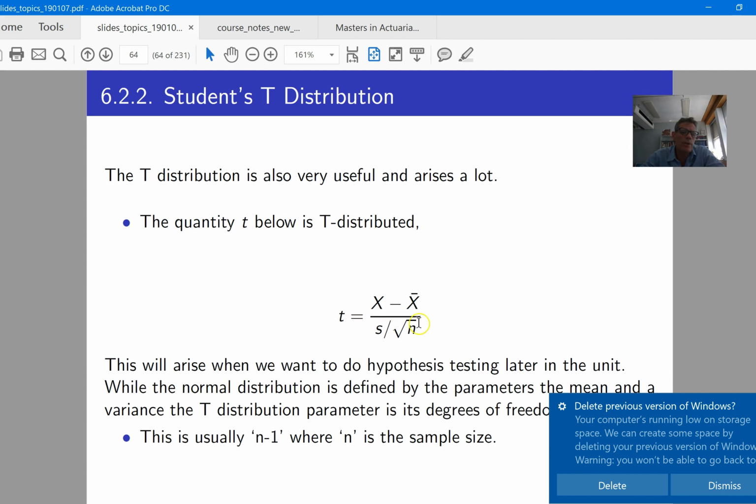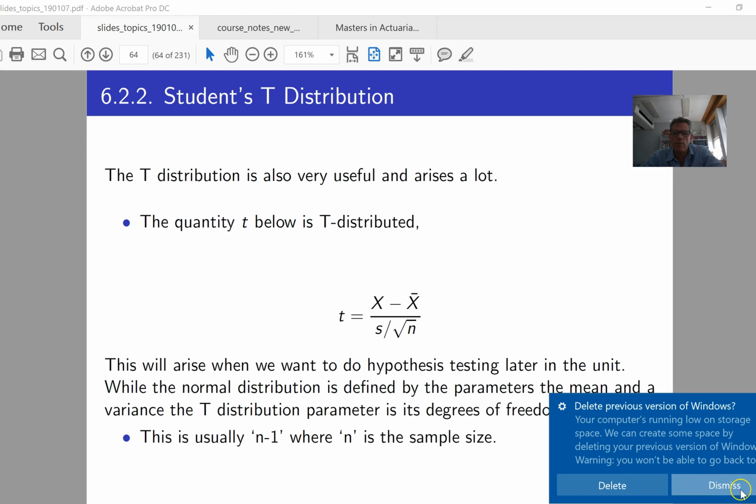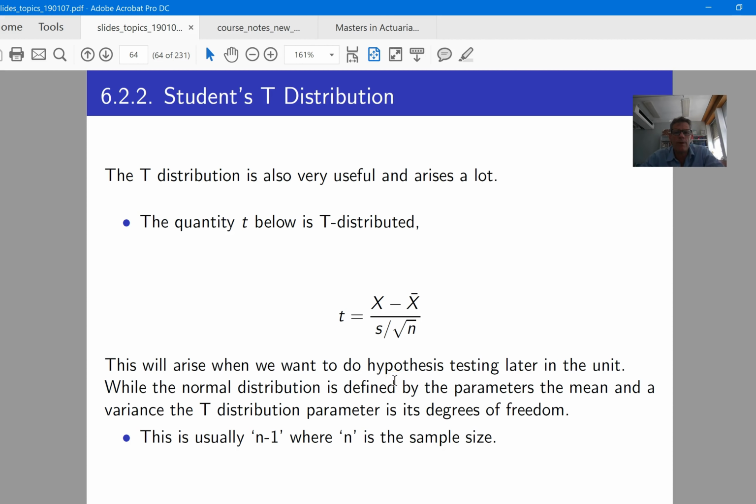The t-distribution, student's t-distribution, will come up in some of your later study, when you are doing hypothesis testing or confidence intervals. When you're doing some calculations around the mean and you want to do some statistical test or do a confidence interval.